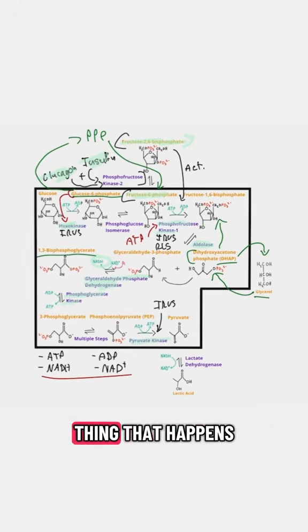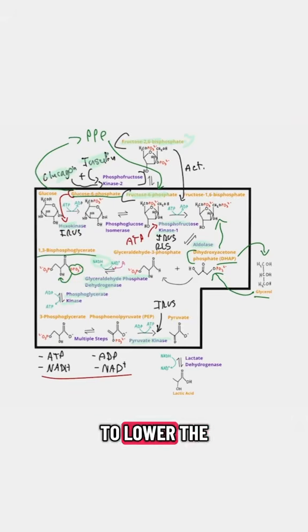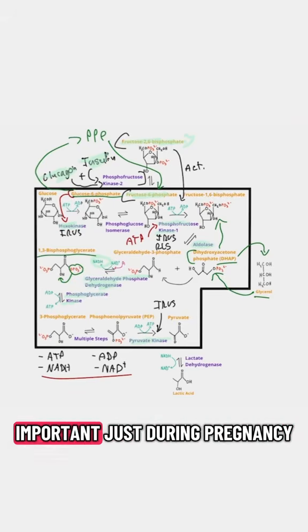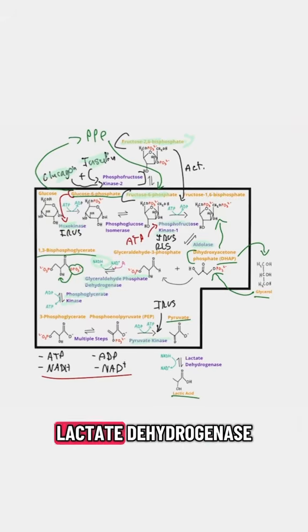1,3-bisphosphoglycerate has a special thing that happens to it. In red blood cells only, some of them are going to have this phosphate group moved over to the hydroxyl group that's on carbon 2 and become 2,3-bisphosphoglycerate. 2,3-bisphosphoglycerate is then going to lower the affinity that hemoglobin has for oxygen and help release it. This is mostly important just during pregnancy because it's going to help release oxygen from the maternal hemoglobin to then cross over and go to the fetal hemoglobin. Lastly, pyruvate will sometimes turn into lactic acid via lactate dehydrogenase.